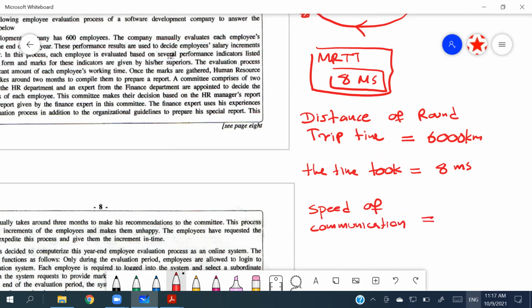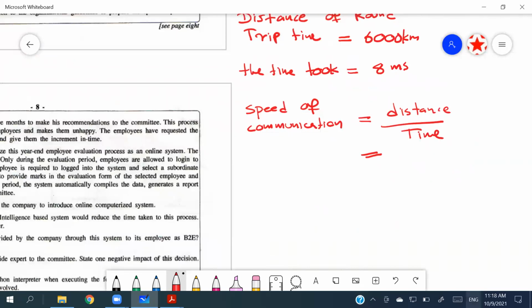How are we going to find it? We have to use the formula: speed is equal to distance divided by time. Right? So we are going to divide distance by time. The distance is how many? 6,000 kilometers. Time is 8 milliseconds.